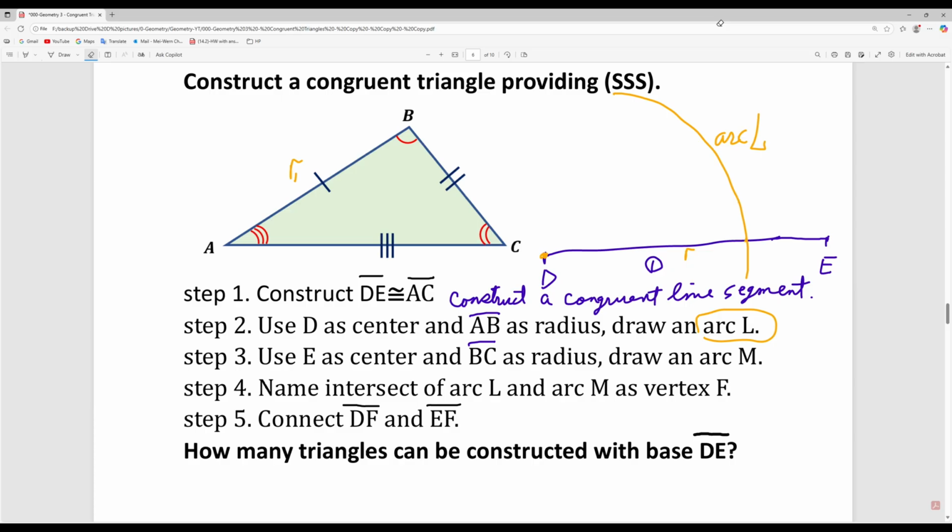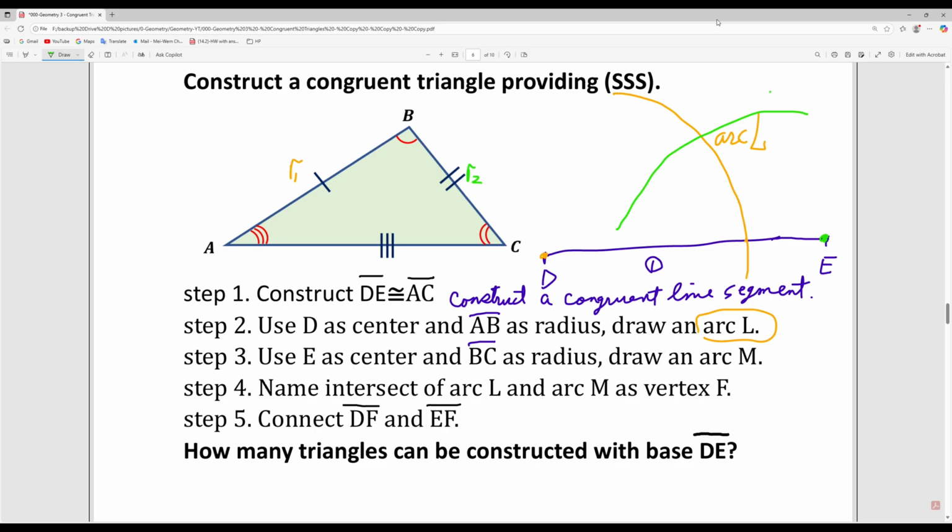You don't need to mark this one. Okay. And the step 3, use E as a center and the BC as a radius. Okay, let me change color again. Which color? Green. Okay. So use E as the center and then this BC as a radius R2, and then draw another arc.